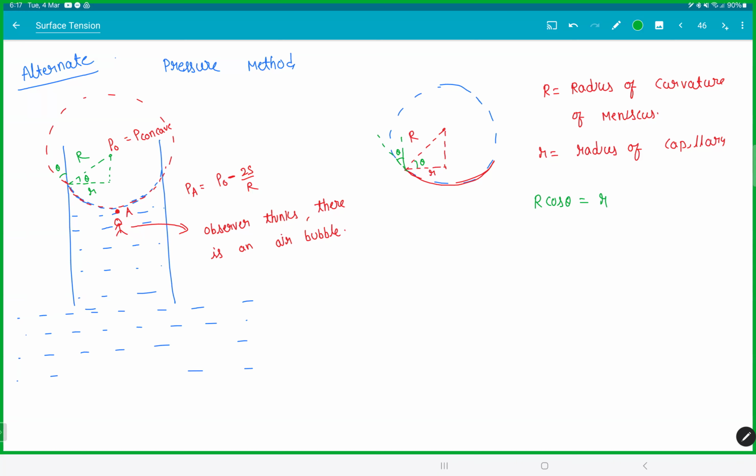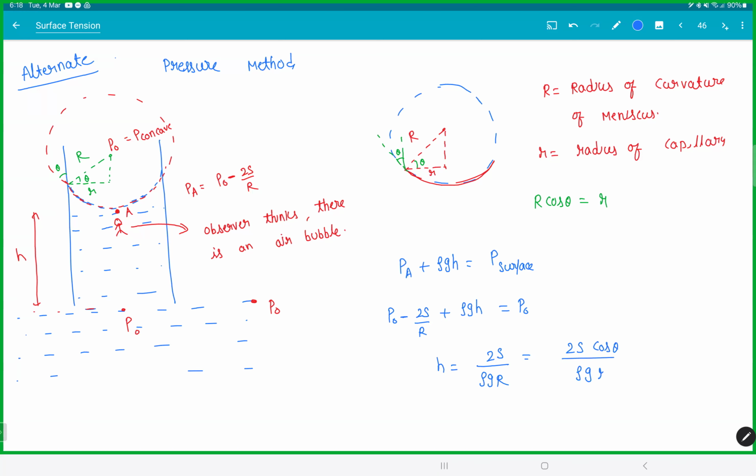So at this horizontal level, the pressure is P naught, exposed to atmosphere. So this also has to be P naught. And this height is H. So pressure at A, PA plus rho GH must be the pressure on the surface, which is P naught. This is P naught minus 2S by R plus rho GH is P naught. So from here we get H is equal to 2S by rho G capital R. But be careful, this is not small r, this is capital R. If you substitute in terms of small r, you get 2S cos theta by rho G small r. Same formula.